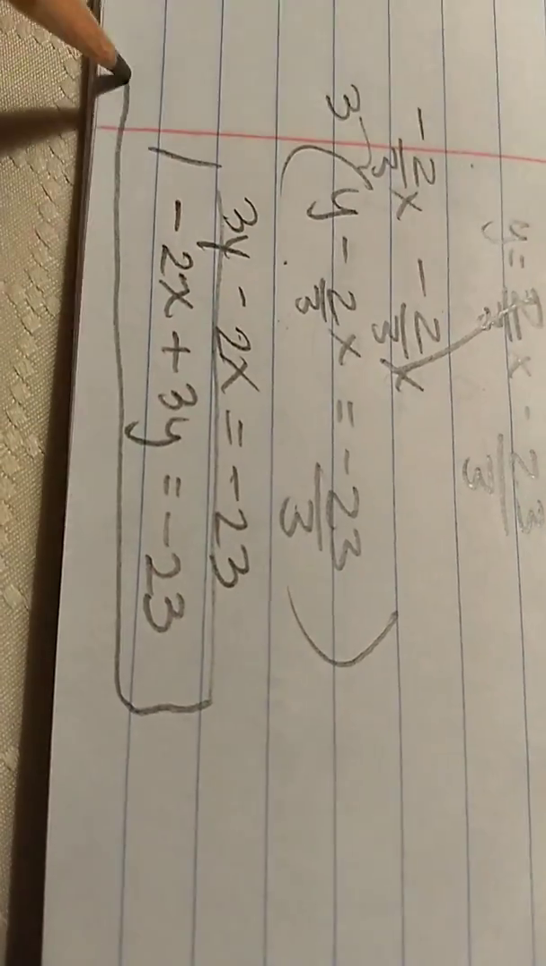3 times y is 3y. 3 times negative 2/3 x is minus 2x. 3 times negative 23 over 3 is negative 23. And last but not least, this x has to be first. So I'm going to say negative 2x plus 3y equals negative 23. Now I got it in standard form.